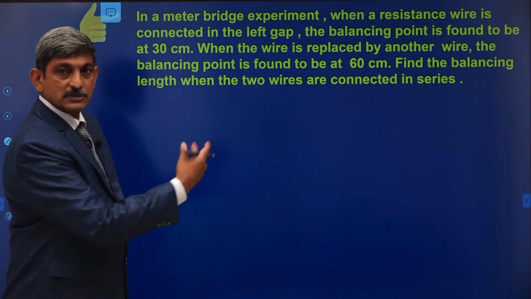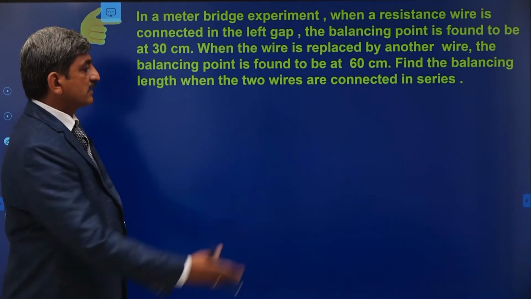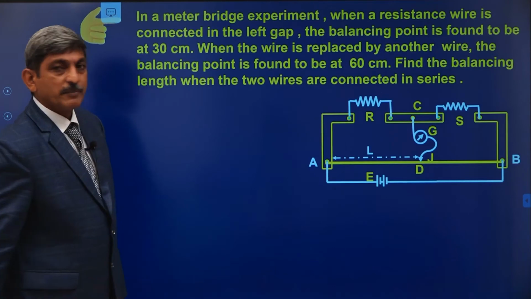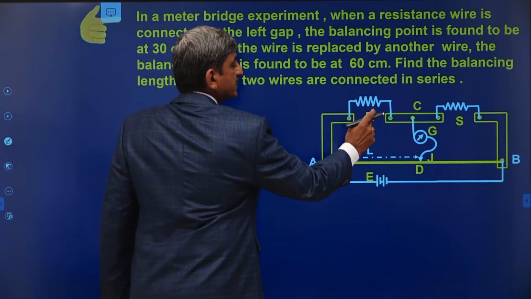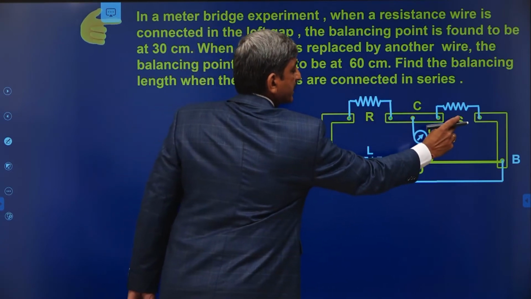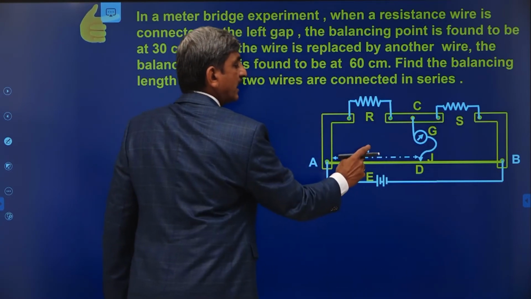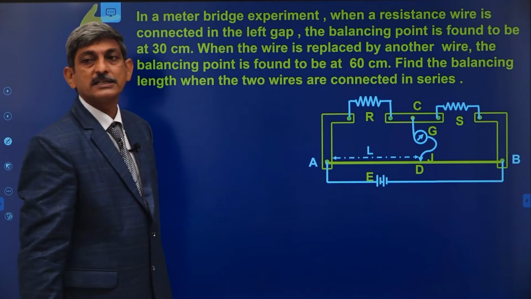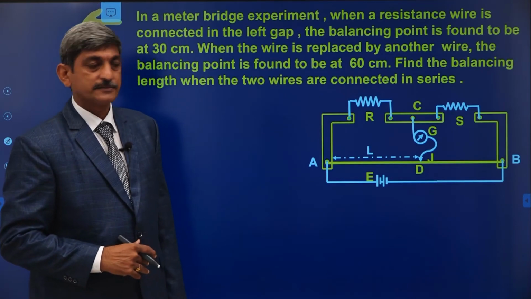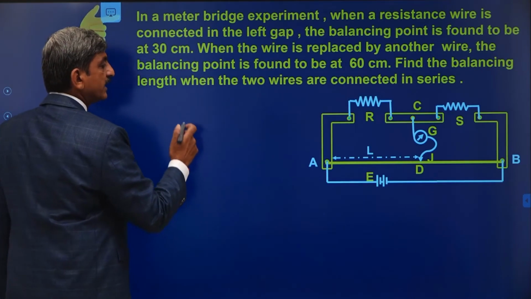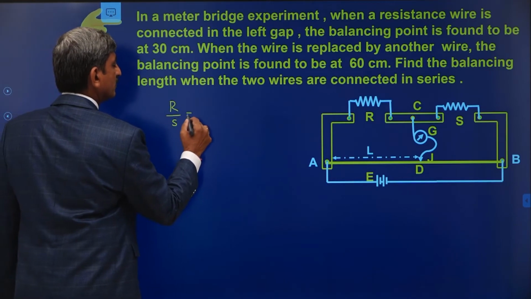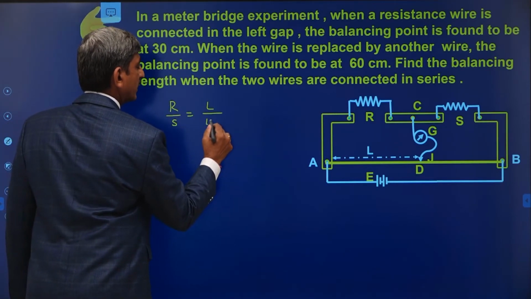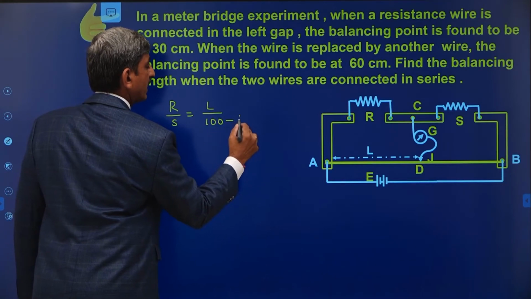So, for that, see the meter bridge circuit diagram. Here there is a wire of resistance R in the left gap and a standard resistance S in the right gap, and the balancing length is found to be at L centimeters. The balancing condition can be written as R by S is equal to L by 100 minus L.